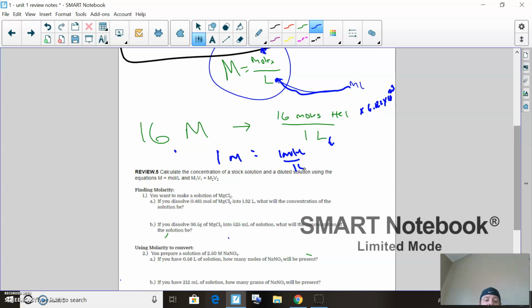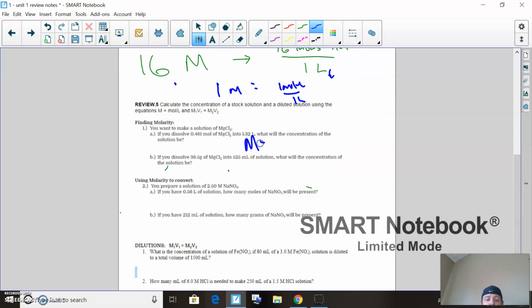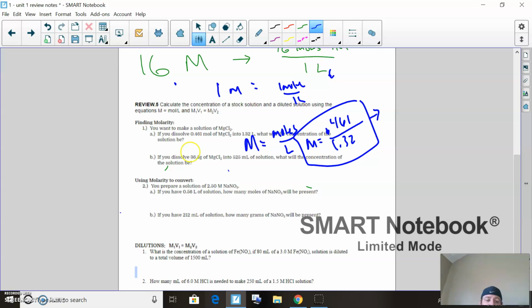All right. So how you do that is you basically say, molarity is equal to moles per liter. If I have 0.461 moles divided by 1.32 liters, you will get your answer that way. So that's how you do that. We'll talk about how you convert from grams and milliliters in a second here.